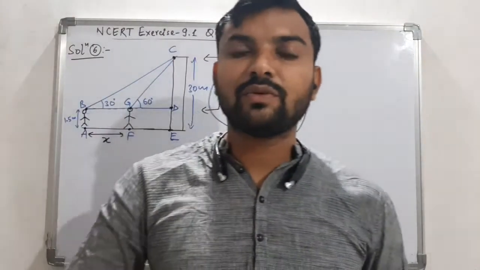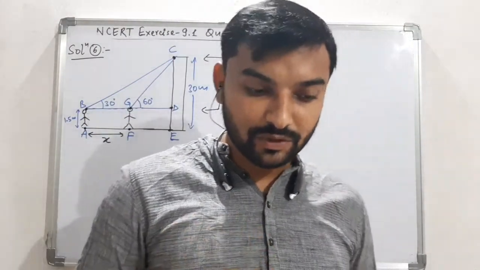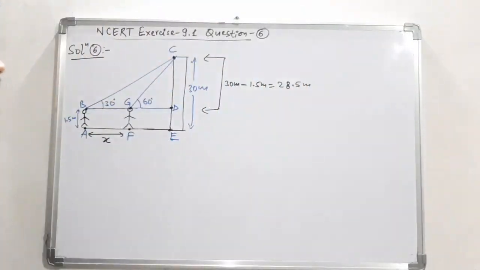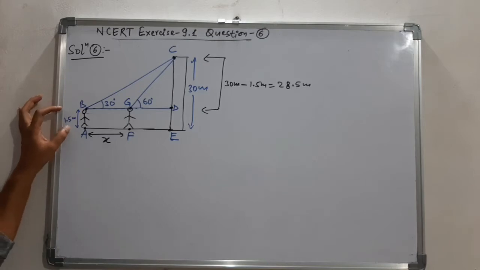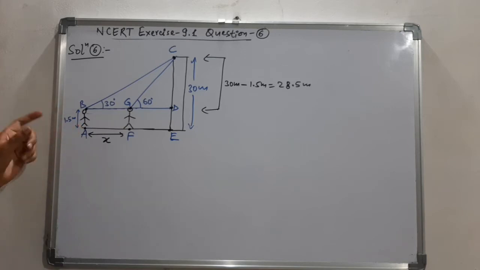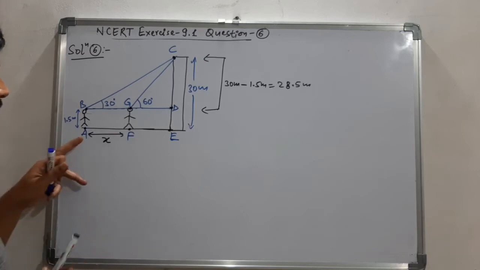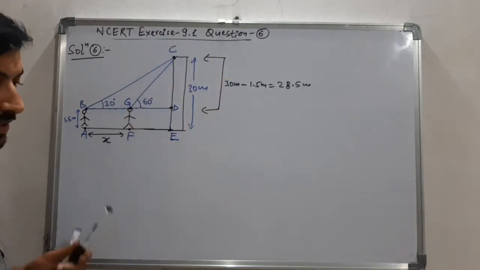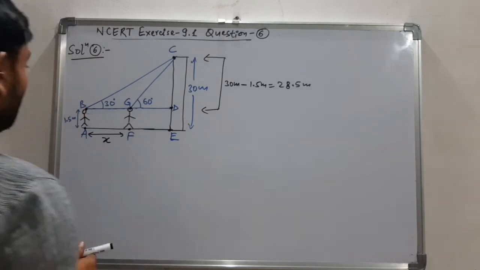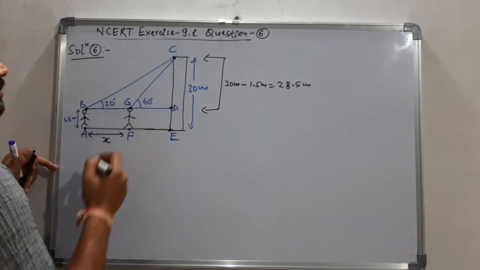So now let us come to the next question, that is question number 6. And here the situation is very different. Here we have a boy with height 1.5 meter. It's the boy which is here present in the question is having a height of 1.5 meter. Initially he was at point A, and here we have a building whose height is 30 meters. The boy starts moving towards the building.